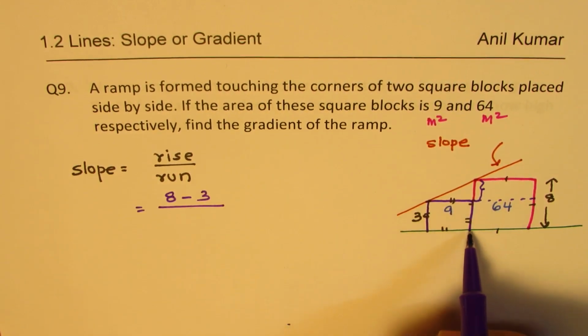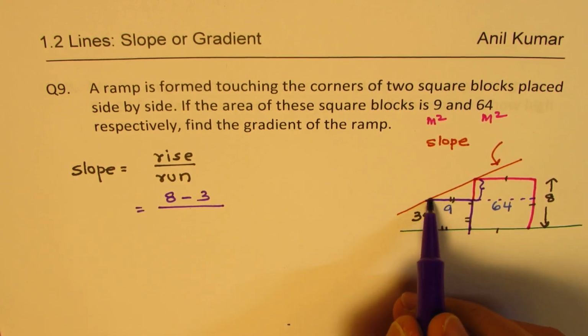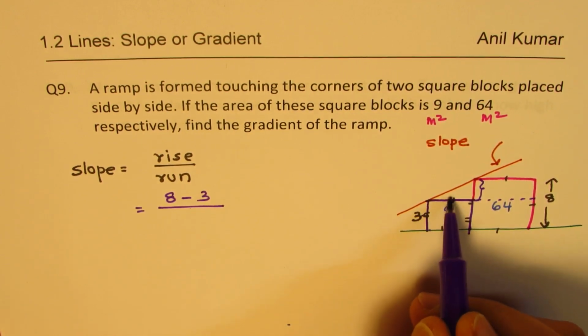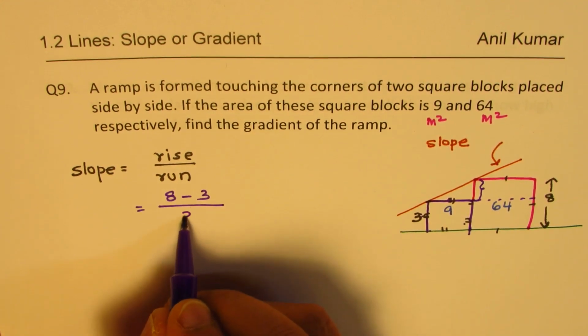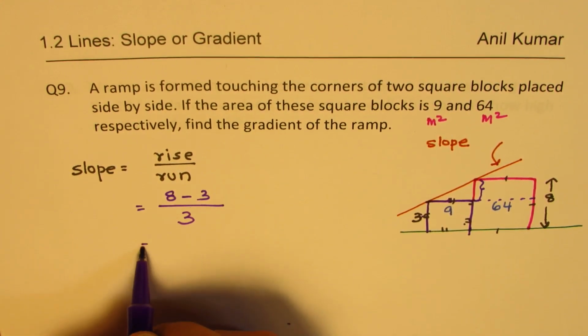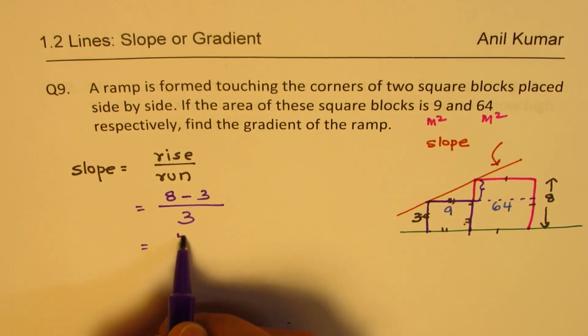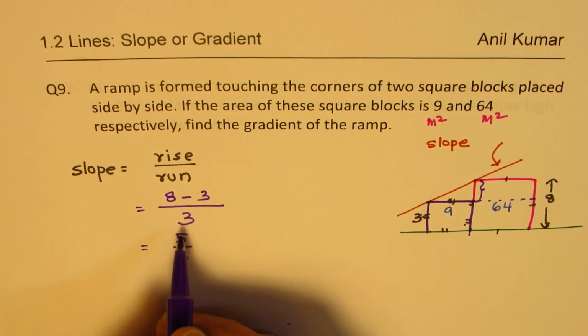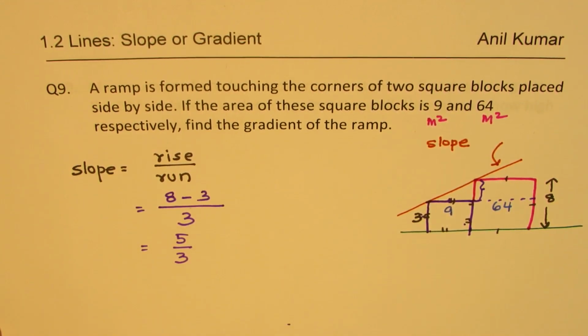And the run is how much? Well, this width we know is just 3, right? Because each side of this particular square is 3. So we get rise over run as 8 minus 3, which is 5, divided by 3. So 5 over 3 is rise over run.